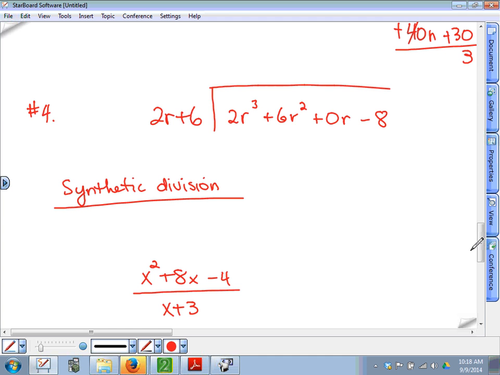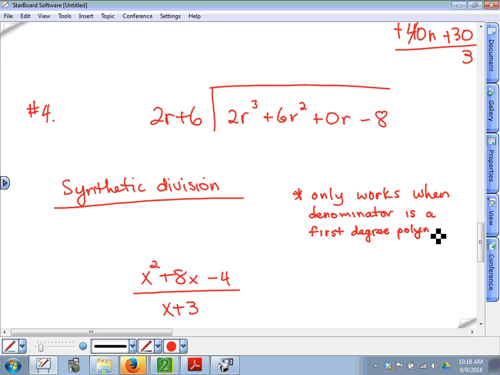So, you ready to listen? Here's when it does work. Okay, synthetic division. Actually, I want you to listen and write. Only works when the denominator, or whatever you're dividing by in this case, when the denominator is a first degree polynomial. All right, what does that mean?